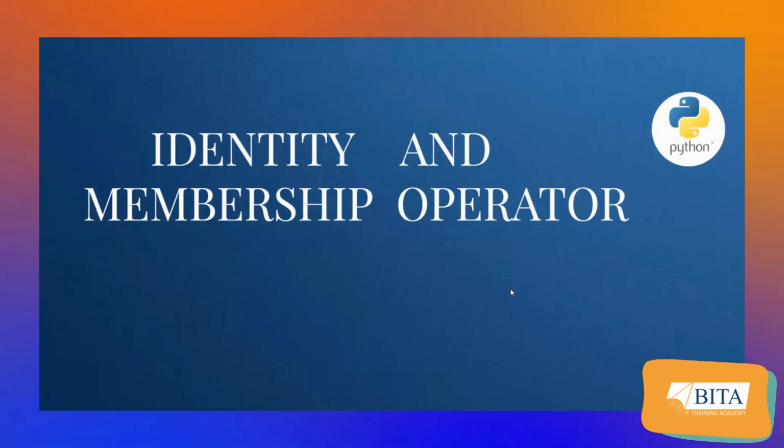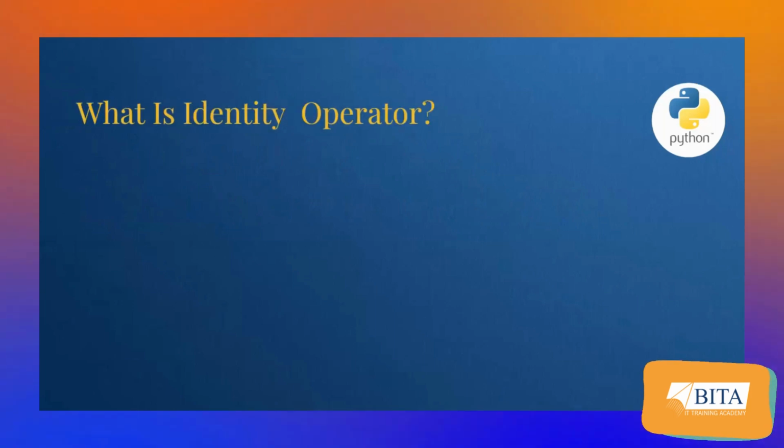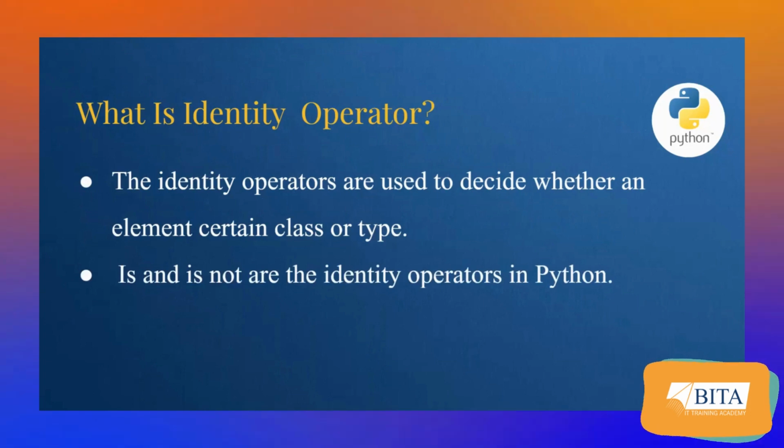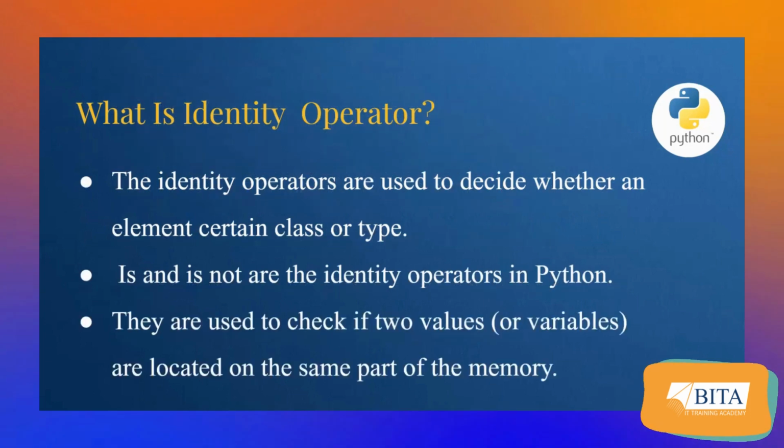Today we are going to discuss identity and membership operators. What is an identity operator? The identity operator is used to check whether a particular variable belongs to the same class or type. What identity operators do we have? is and is not are the identity operators. It is easy to check whether two variables or values belong to the same part of a memory location. That is what we are going to check with the identity operator.